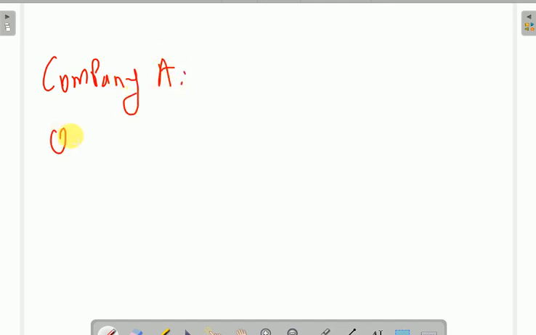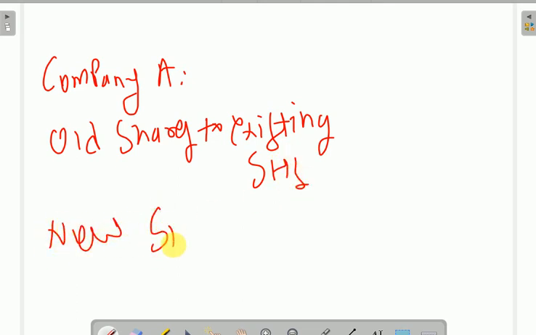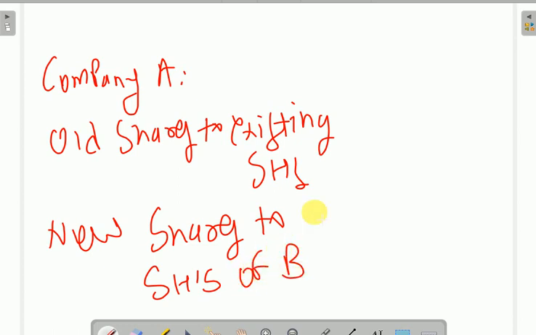Old shares are owned by existing shareholders, and new shares go to shareholders which were earlier shareholders of B. So the existing shareholders have in company A 100 shares, and company B shareholders will get 150 shares in company A. So total share capital, total shares will be 250 in number.